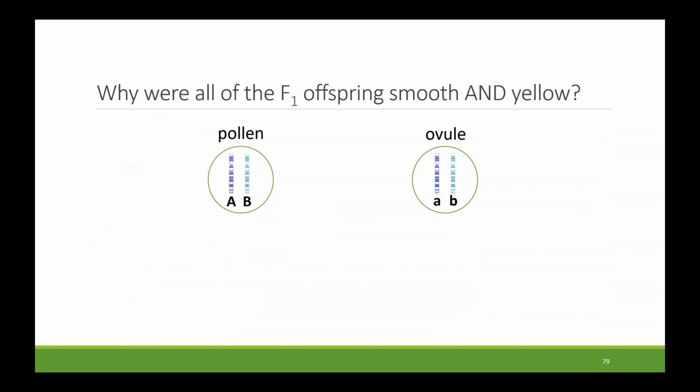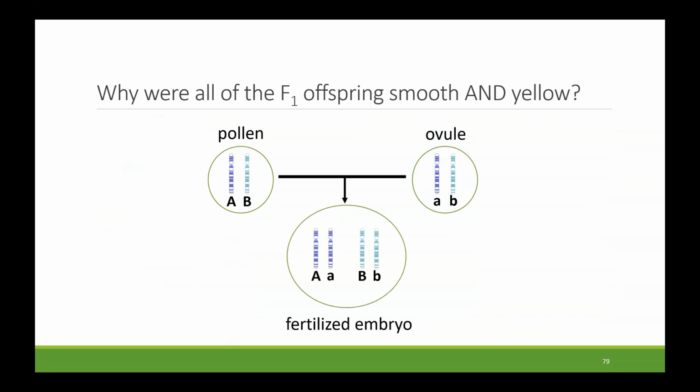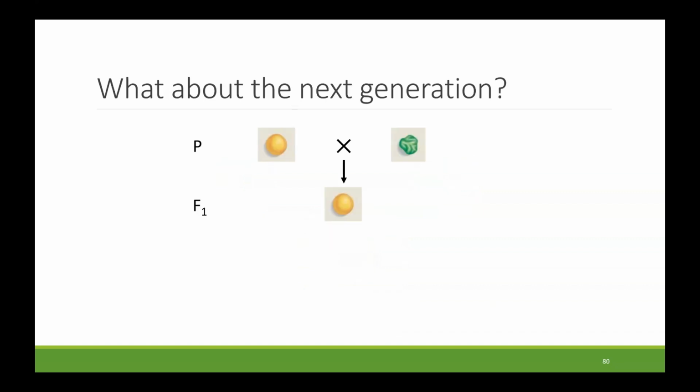Consequently, when you bring these two parents together, when the pollen cross-pollinates with the ovule, all of the offspring are going to receive the dominant alleles for both traits from one parent and the recessive allele for both traits from the other parent. So the fertilized embryos will all have the genotype capital A, lowercase a, capital B, lowercase b. The pair of A's will cause the offspring to be smooth in texture because the dominant overrides the recessive. And then the pair of B's will cause the offspring to be yellow in color because, again, the dominant overrides the recessive. And as a result, all of those F1s are yellow and smooth.